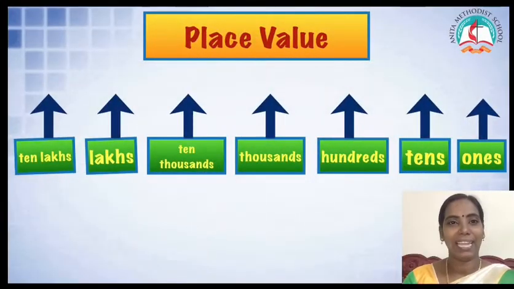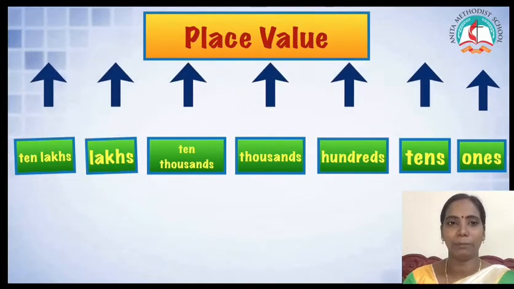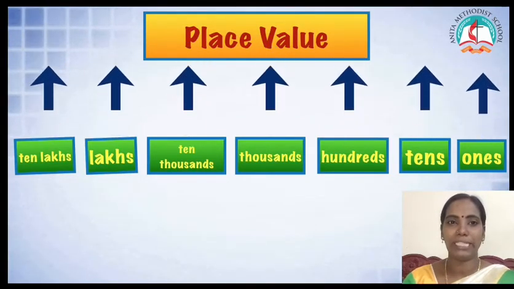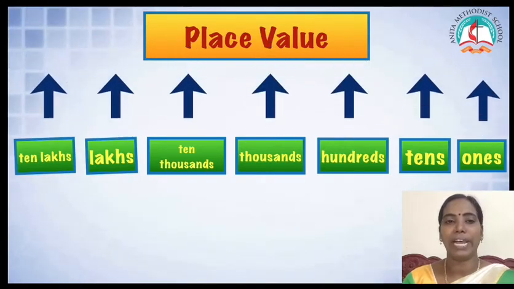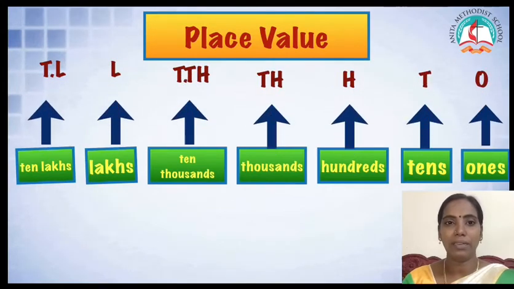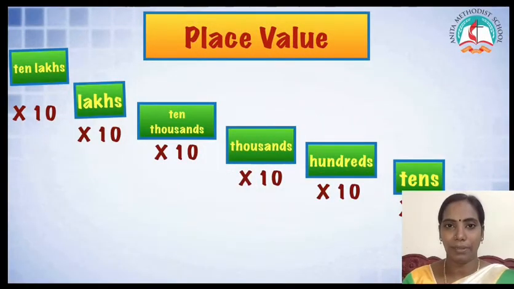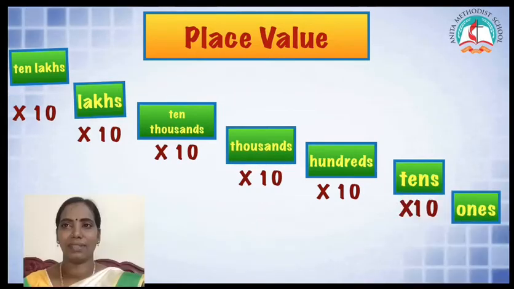In math, every digit in a number has a place value. Place value can be defined as the value represented by a digit in a number on the basis of the position in the number. Shall we listen to what the puppets are going to say?